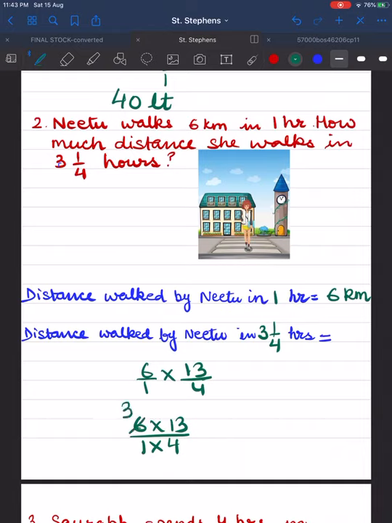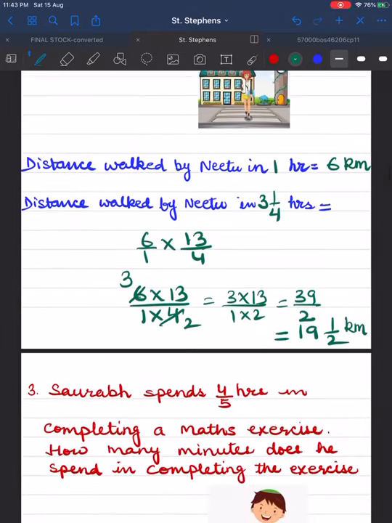Here 2 is the common factor. So 2 3s are 6, 2 2s are 4. We get 3 into 13 upon 1 into 2. So it is 39 upon 2. Now numerator is greater than denominator, so let's convert this into mixed fraction. So we get here 19 on 2 kilometers. So Neetu walked 19 on 2 kilometers in 3 on 4 hours.